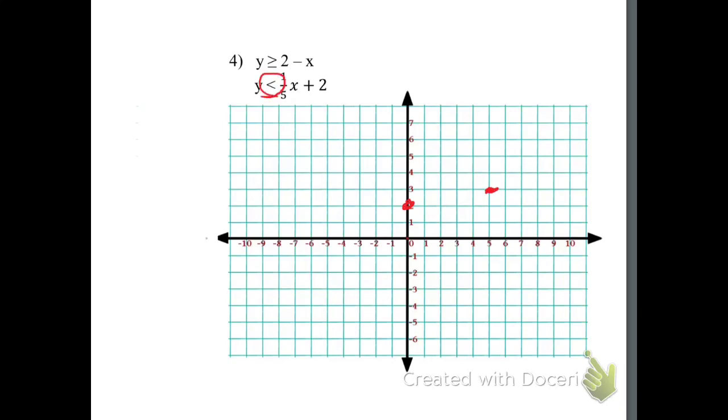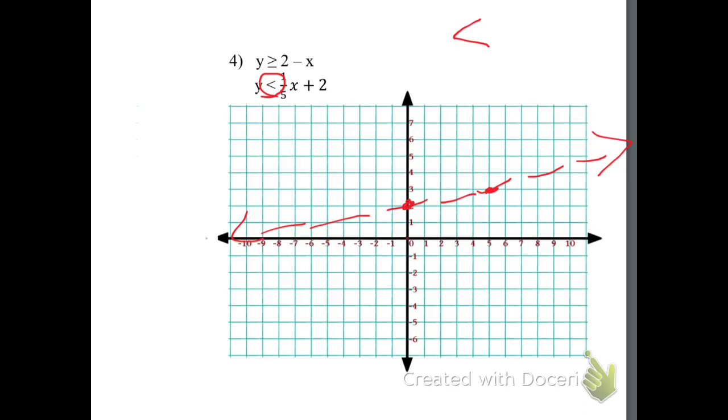Look at your inequality symbol. It is just less than. If it's not less than or equal to, you're going to do dashed. So this one's going to be a dashed line that goes through those points. Because it doesn't have the equals, the line underneath. It doesn't have that part.